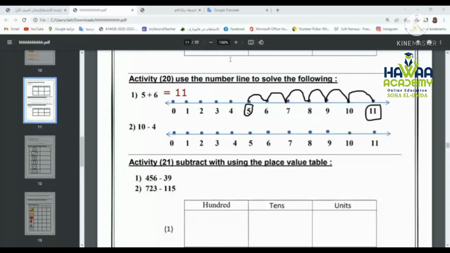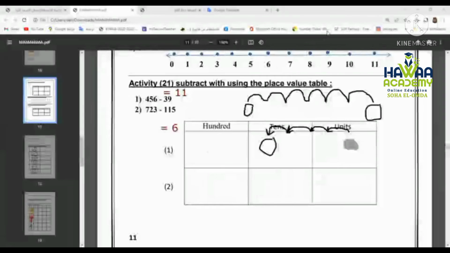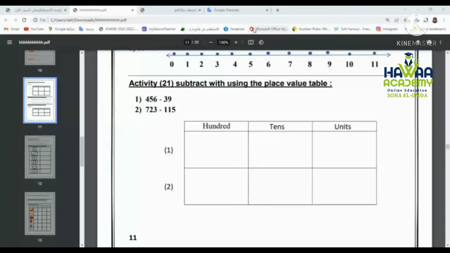Next, 10 minus 4. It's a bit different here. We're gonna stand on 10 and move 4 steps backward. So here is 1, 2, 3, and 4. So we stand on what now? We stand on 6. So 10 minus 4 will be 6. Very good. And now let's have activity 21. We're gonna subtract using the place value table.